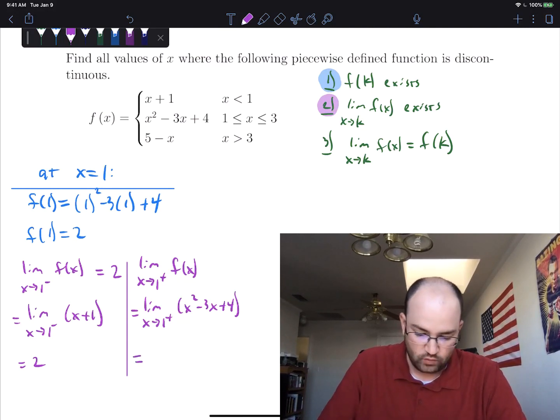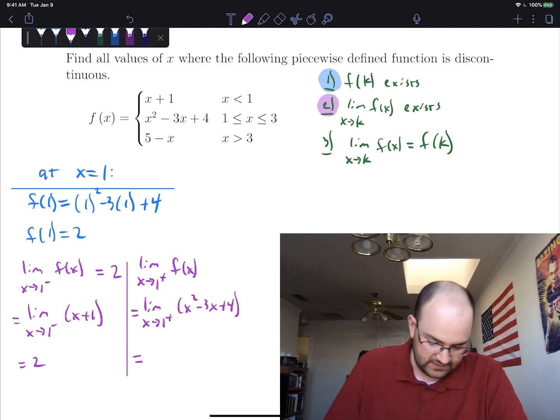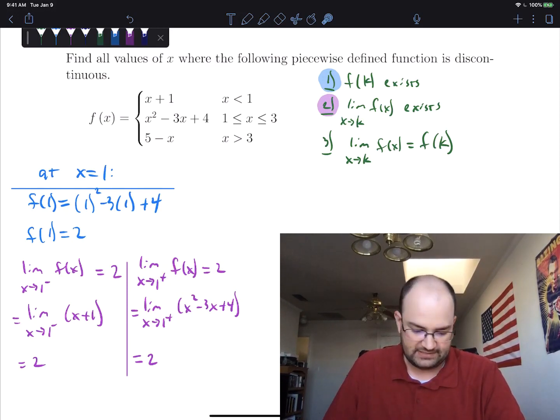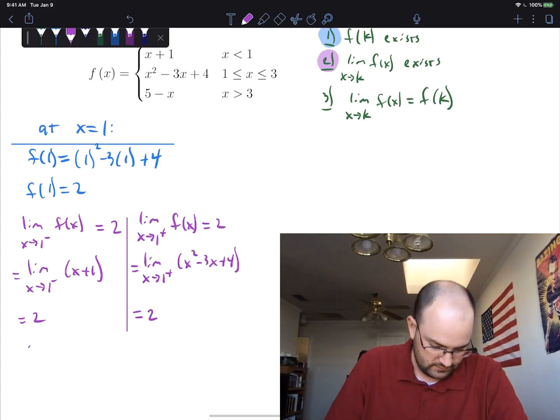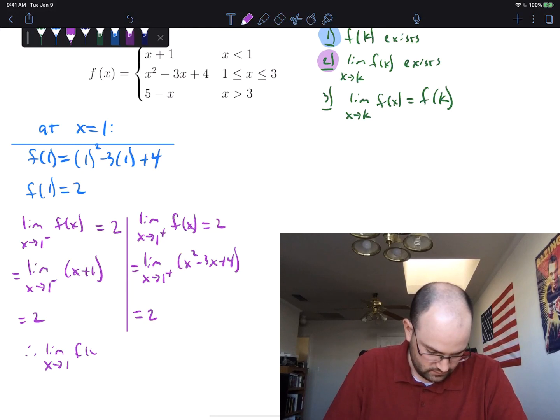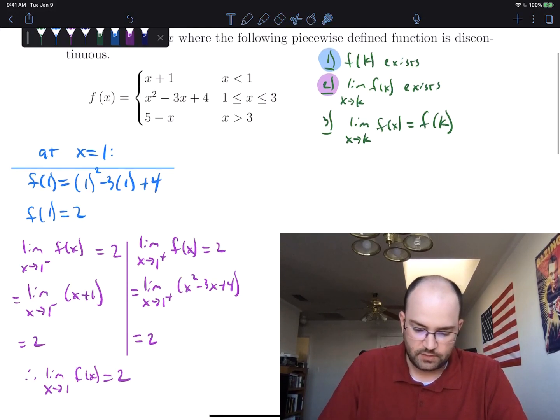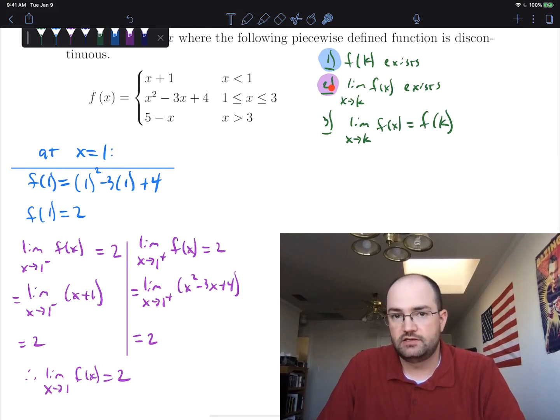And then you just plug in 1. So 1 squared minus 3 times 1 plus 4 will give us 2. So notice that that is also 2. Now notice that the limit here from the left is the limit here from the right. They're the same value, therefore the limit exists. Good. So we just determined that that second condition works.